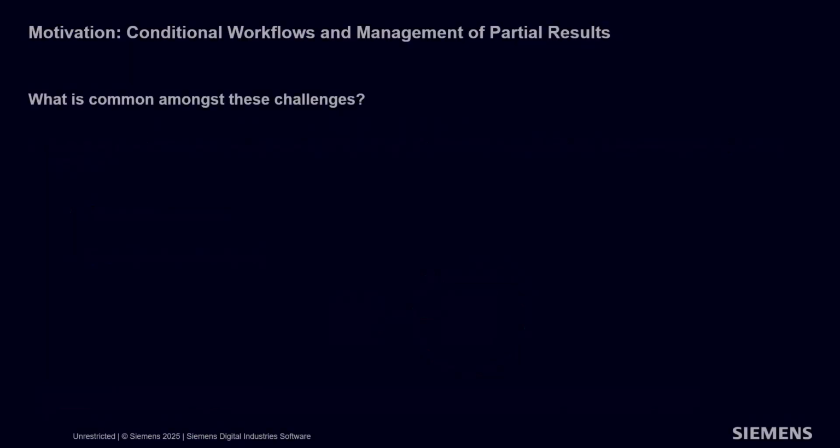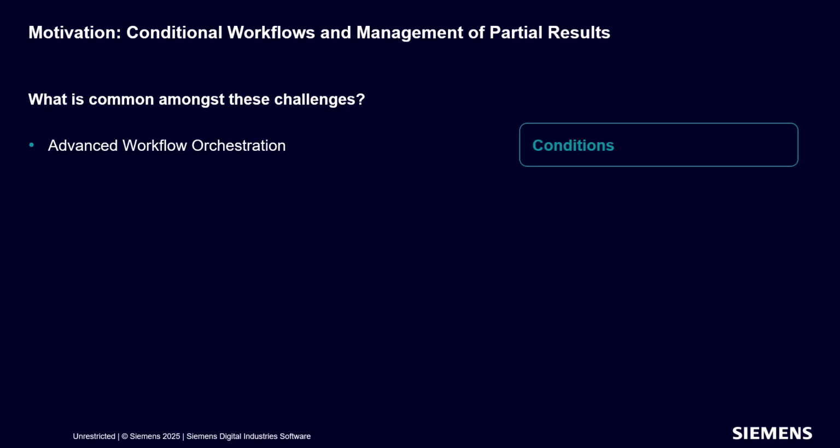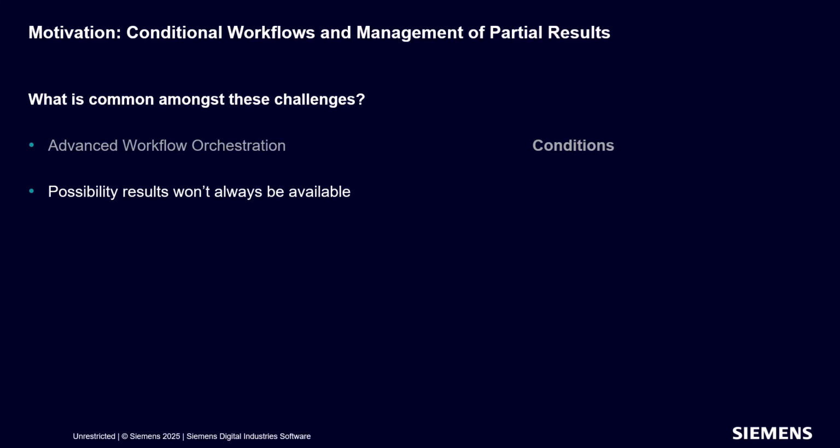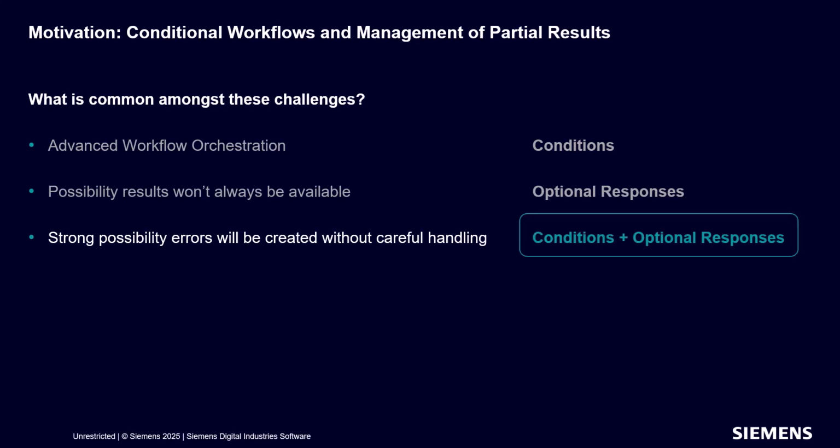So what do all three of these challenges have in common? They each involved advanced workflow orchestration, where conditions play a key role. There is the possibility that without careful handling, the results won't be available. This is where optional responses come into play. Lastly, there is the strong possibility that without proper handling, the designs will be marked as error designs. Both run conditions and optional responses in tandem can help ensure this isn't the case.